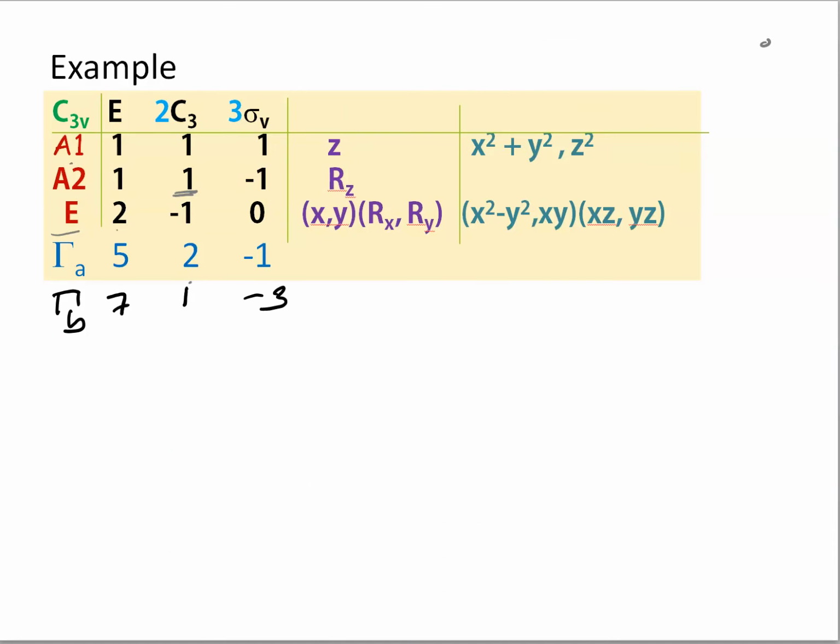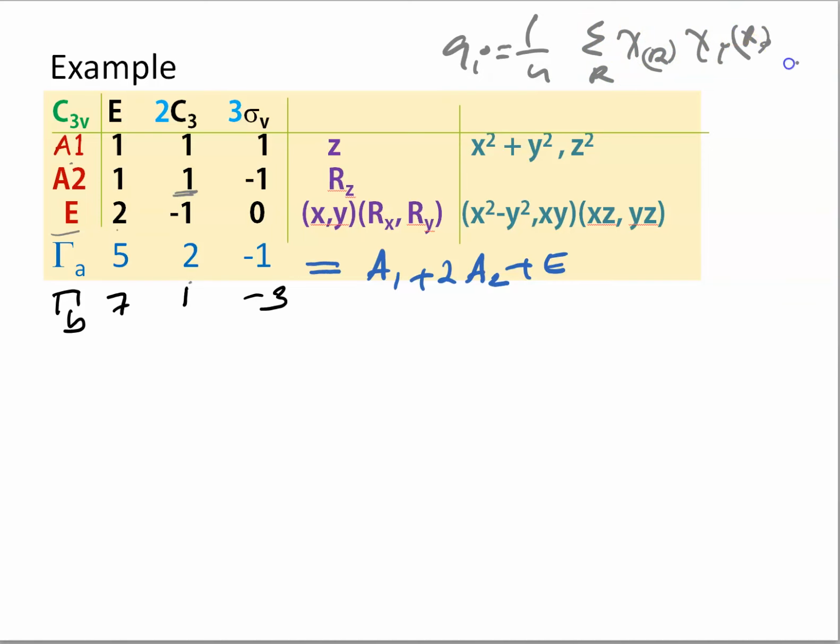Understand? Okay. Suppose we take another example, a reducible representation gamma B. Gamma A we already converted. Gamma A is equal to A1 plus 2A2 plus E. We already reduced it. Now another example, gamma B. 7, 1 and minus 3 are the characters. So our reduction formula is N i is equal to 1 by h into sigma R chi R chi i R.